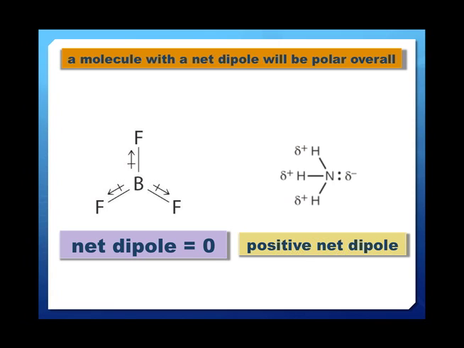Things can cancel out in more than two directions. BF3 is nonpolar while NH3 is polar, due to the difference in geometry, trigonal planar versus trigonal pyramidal, meaning the N-H bonds all point somewhat in one direction. This can work for 4 directions or more as well. Symmetry will be the key.